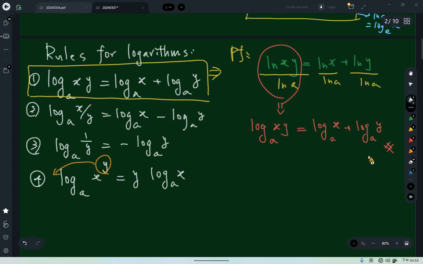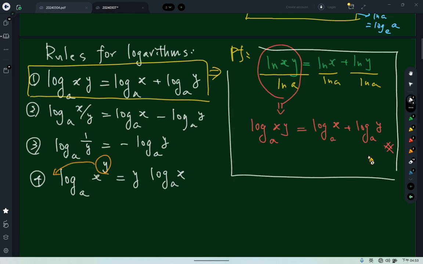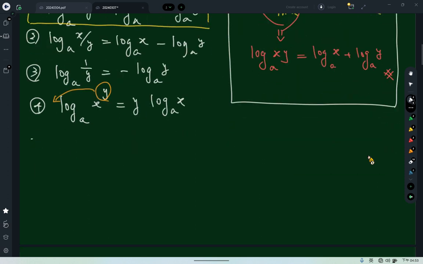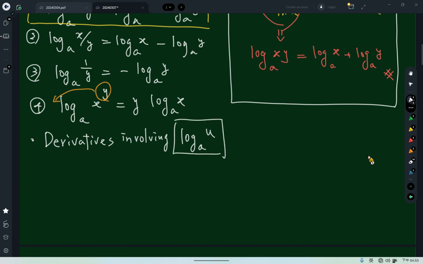Okay, so let's just take this result, and then we will continue to find the derivative involving logarithm a base u. Here, where u is a differentiable function of x. So that means u is blah blah blah x plus blah blah blah x, right?